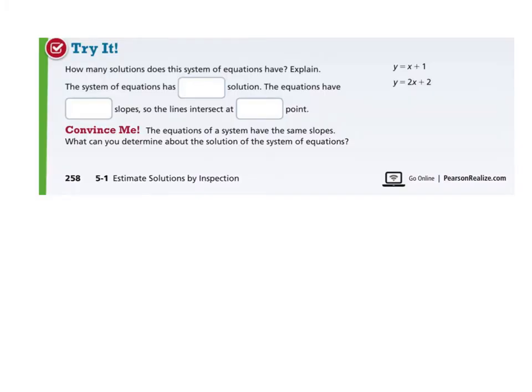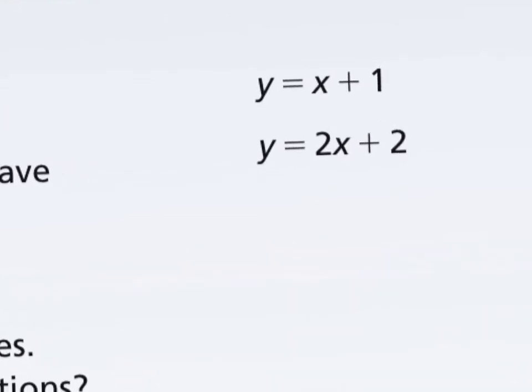So if we look at the try it, how many solutions does this system of equations have, and explain? So we'll look at the equations here. What the book is wanting us to focus on is on the slopes, whether the slopes are the same or different, and then from there also we can look at the y-intercepts.